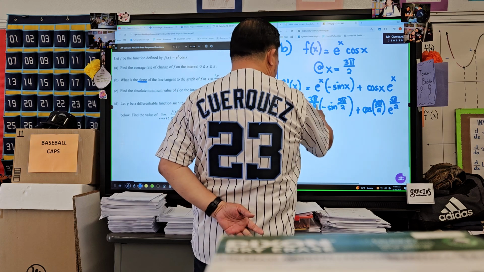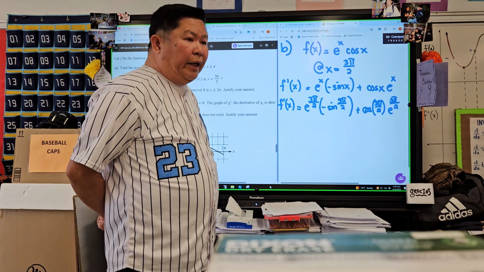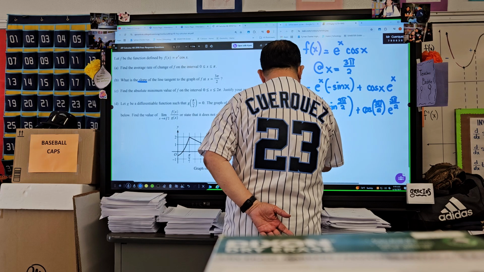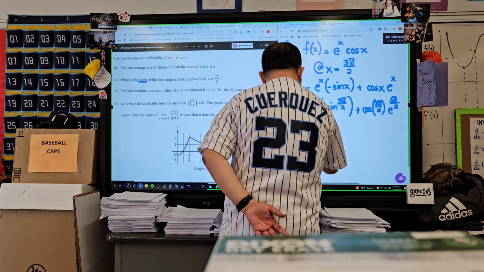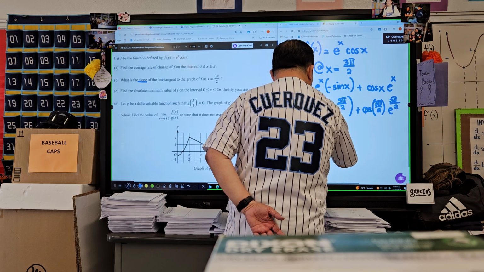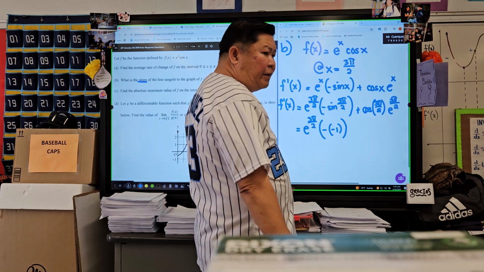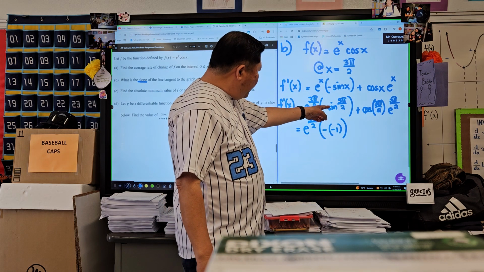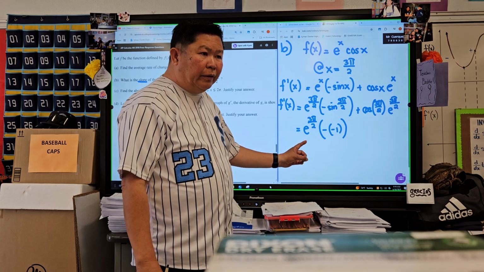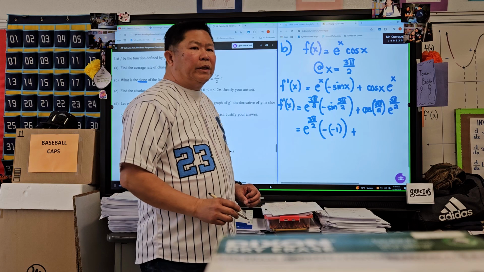Sine 3 pi over 2 is negative 1, right? So we have e to the power of 3 pi over 2, and then negative, and then negative 1. Is this clear? So negative sine 3 pi over 2, but sine 3 pi over 2 is negative 1. And then plus, what is cosine 3 pi over 2?